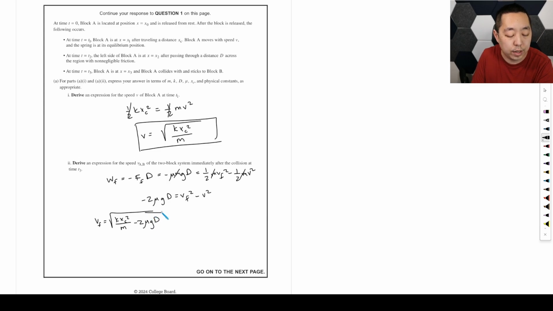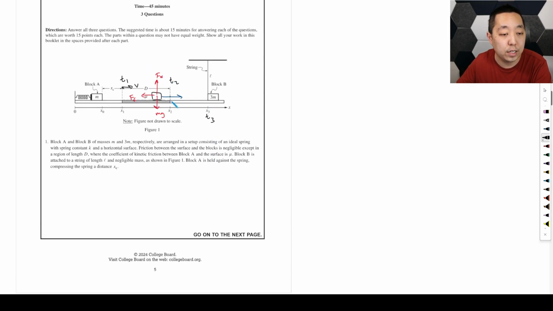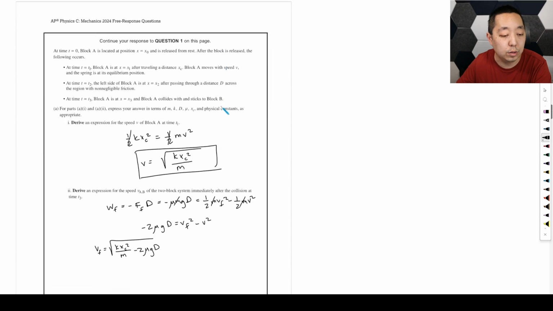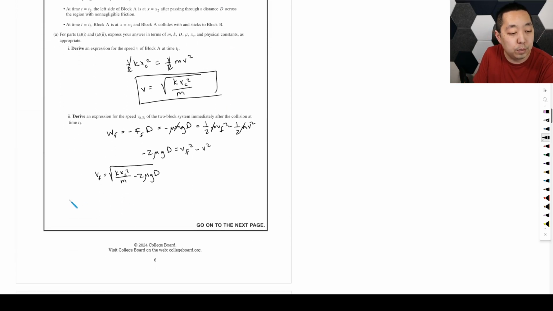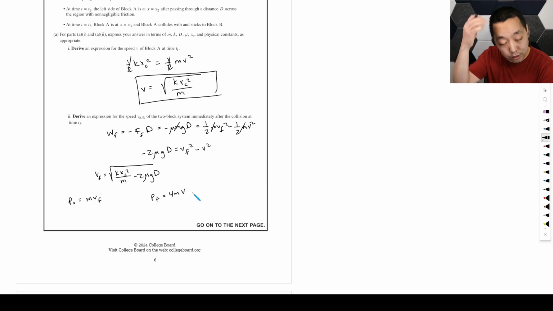Okay, so that's the velocity. That's the first part for the velocity right here. And then we're going to do momentum conservation. We're going to say mvf is initially, because of the 3 block, and then the final momentum is both blocks together with the mass 4m, which are going to move with a new velocity. We'll just label that v3.